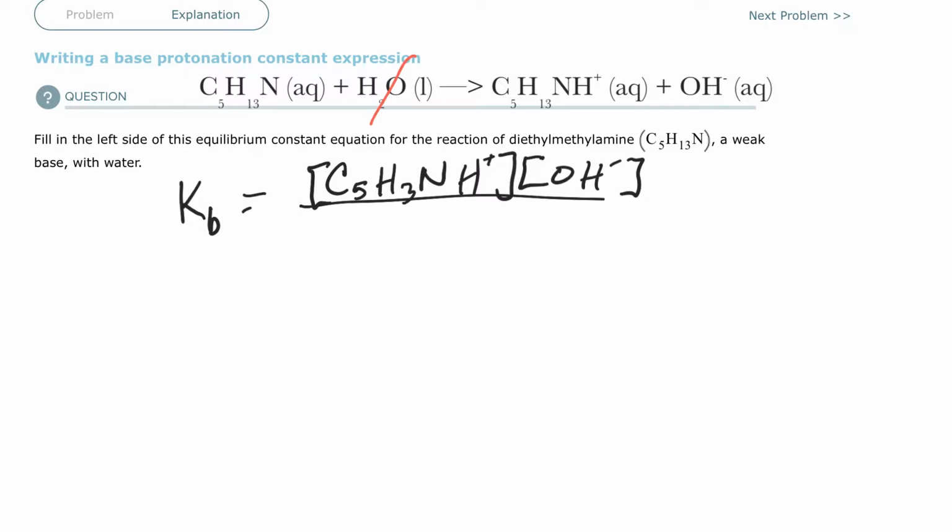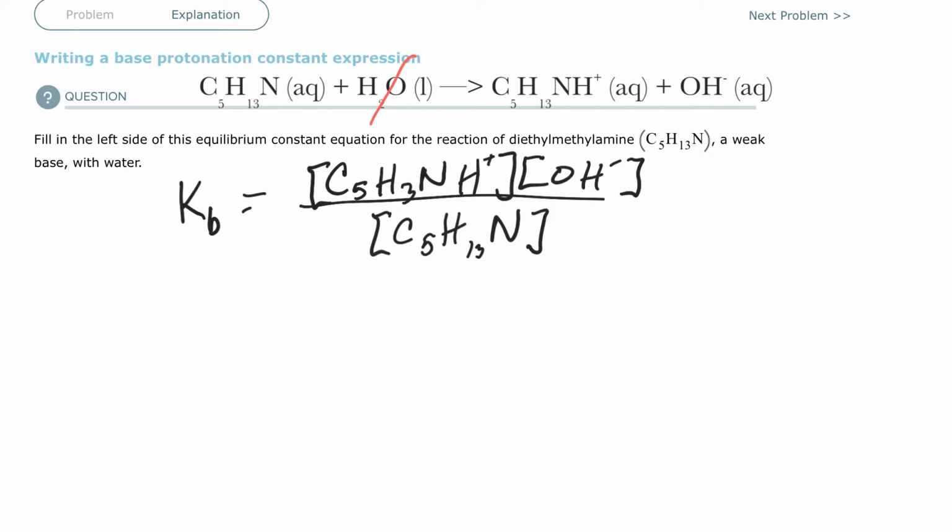So that means the only thing on the bottom is the molarity of the dimethylamine, C5H13N, and that's it. That's all it is. The expression is then used later to say, is all of this going to break apart? Is it going to be a strong base, or is only a little bit going to break apart? Is it a weak base?